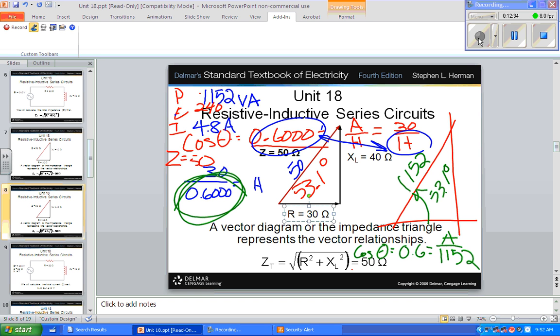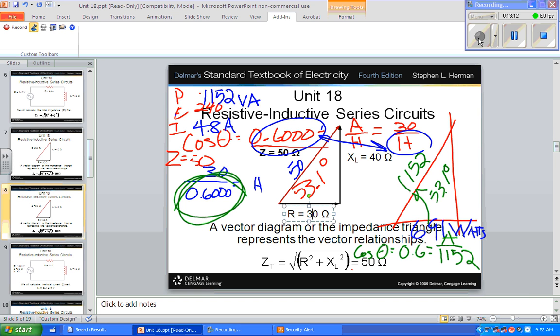Can you see why this is called the power factor now? The cosine of this times the apparent power gives us the true power. It's the power factor. So 1152 times 0.6 gives 691. Is that VAs? That's watts. That's a real live amount of work we're getting out of this circuit. We're getting 691 watts of work out of the circuit.